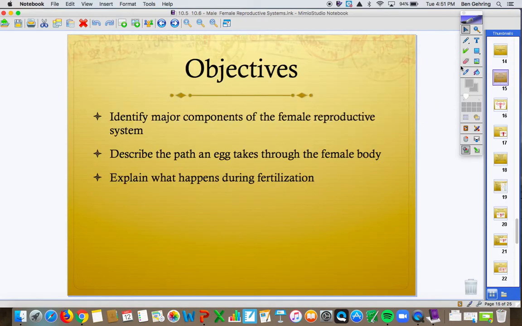So, today we're going to talk about the female reproductive system. You will be able to identify major components, being the primary organs of the female reproductive system. You'll be able to describe the path an egg takes through the female body and explain what happens during fertilization. And so, here we go.